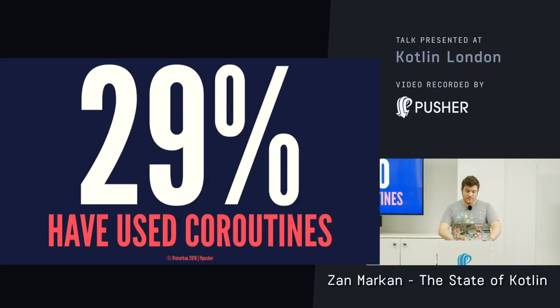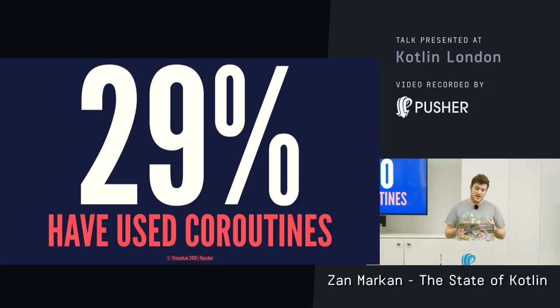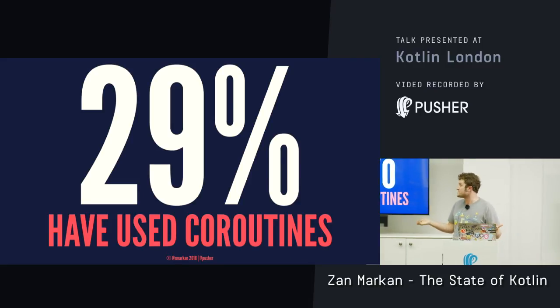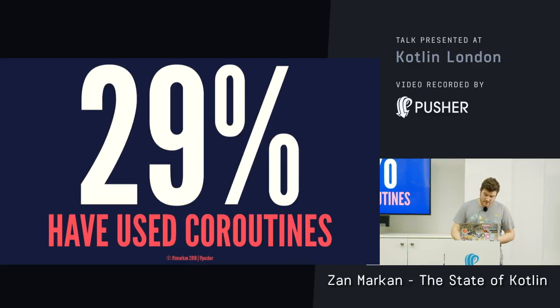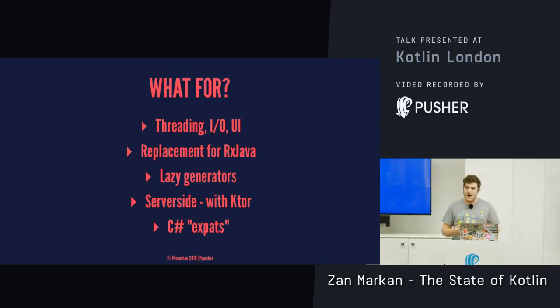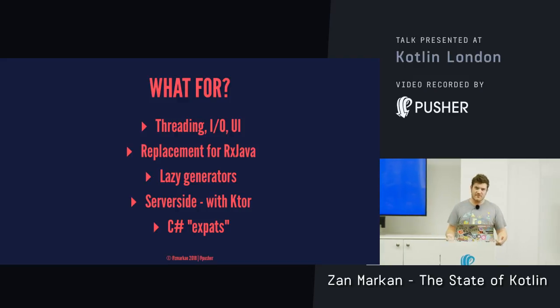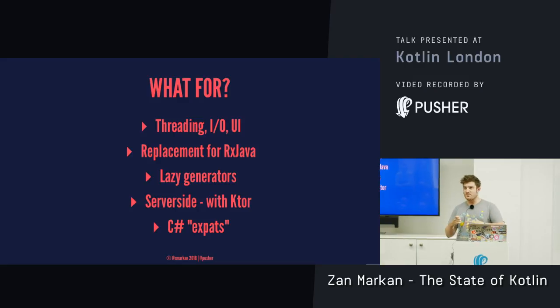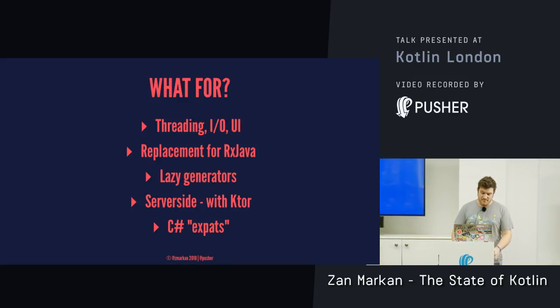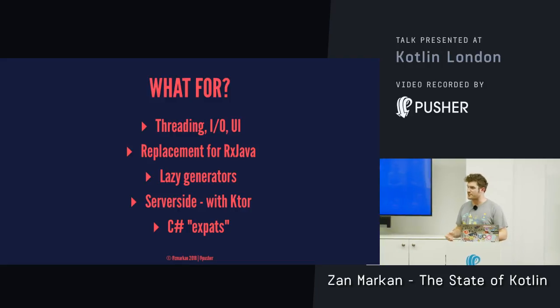On the other side, you have coroutines, introduced more recently. And only 29% of people have used them. Mostly for threading and any I/O, UI-based operations, and also as a replacement for RxJava. RxJava is the reactive extensions for Java. It's the library that brings us observables and the reactive paradigm. But most people on Android mostly use it for simplified threading and scheduling things on different threads.